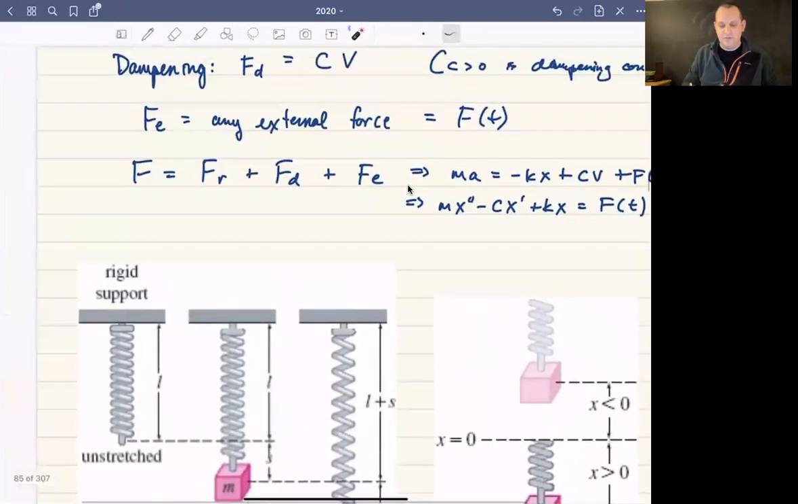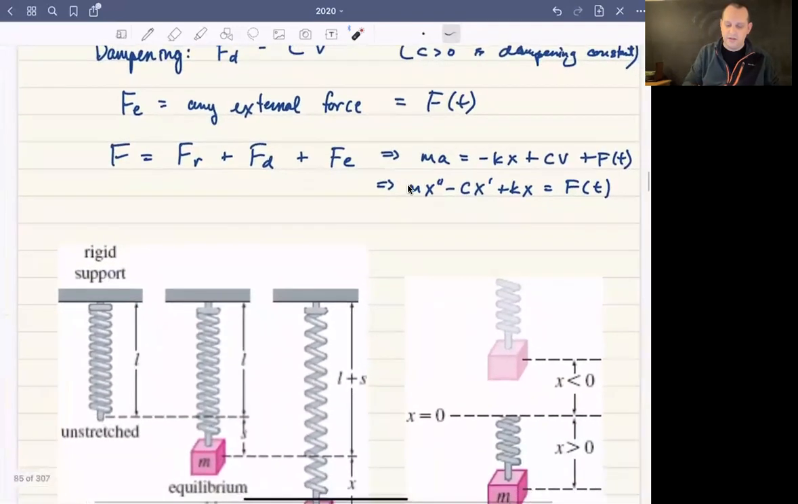In all cases, what we're going to have to do is look at solving this equation. That's what we're going to do in the next set of videos.